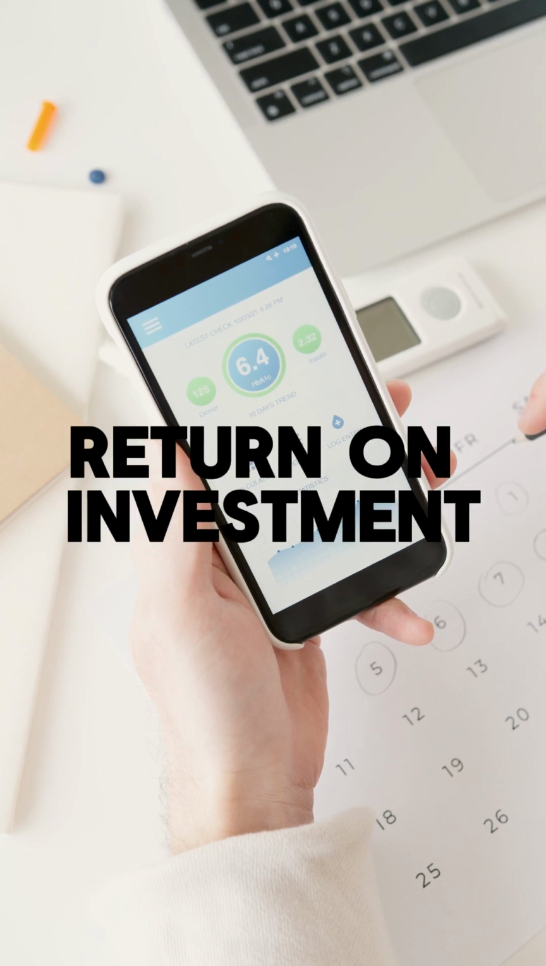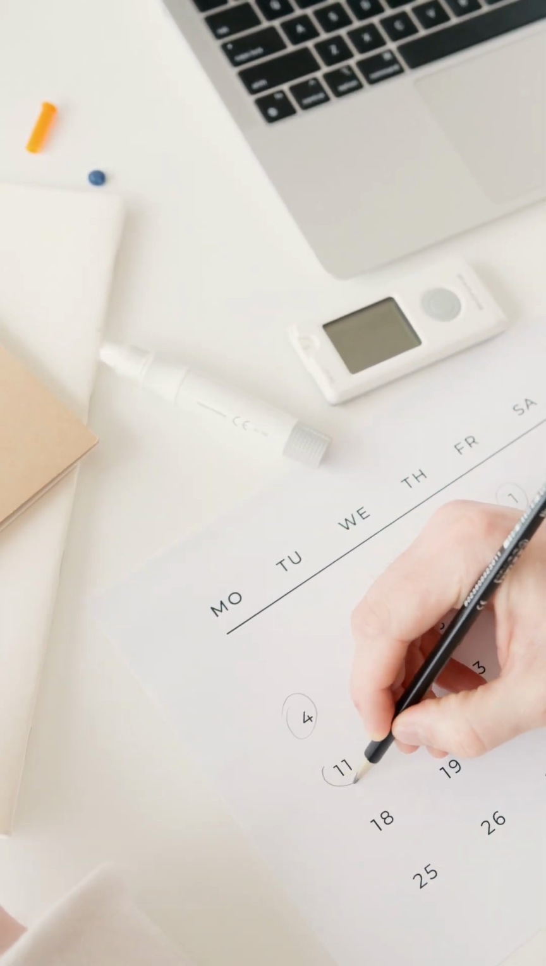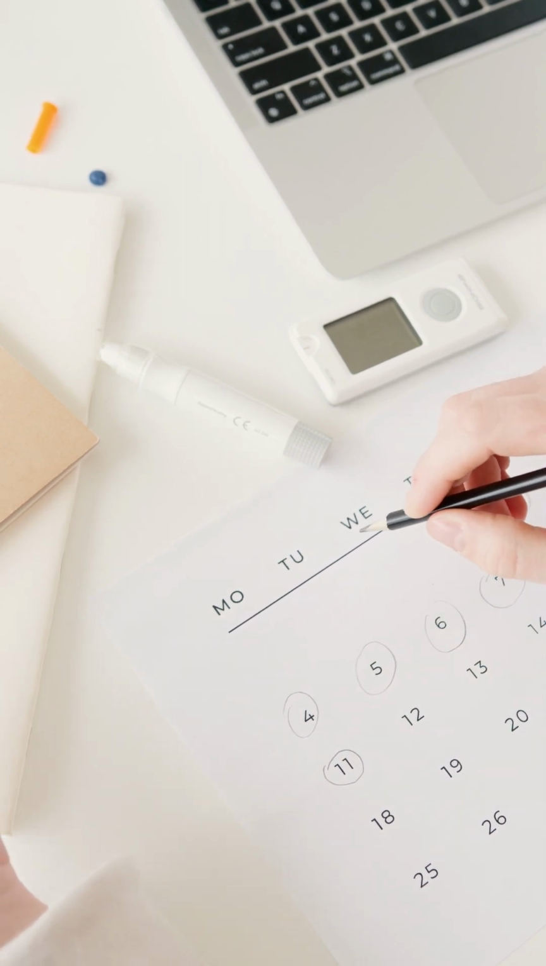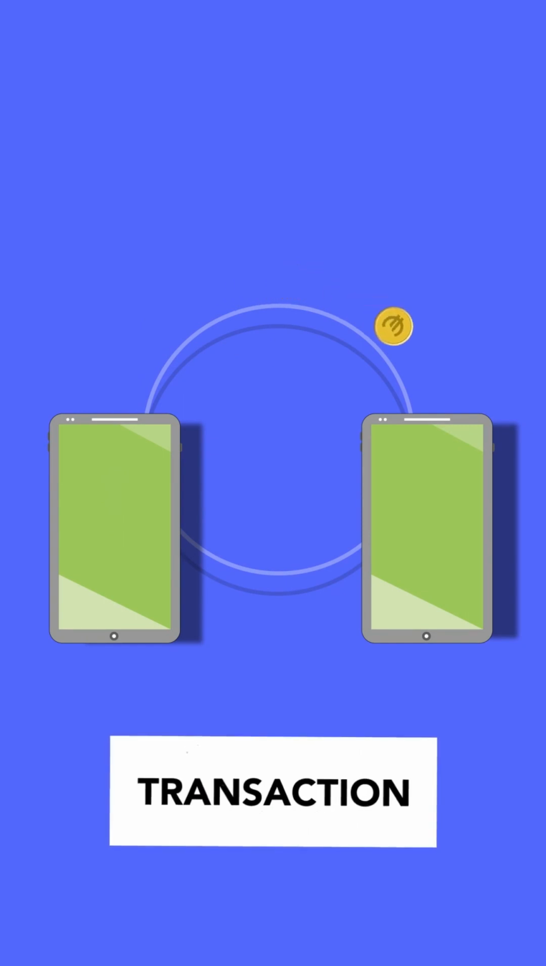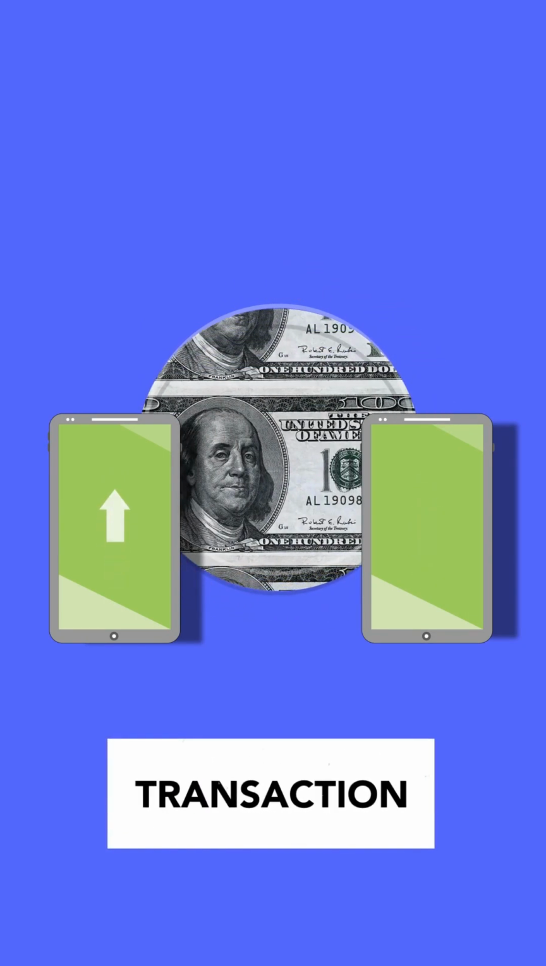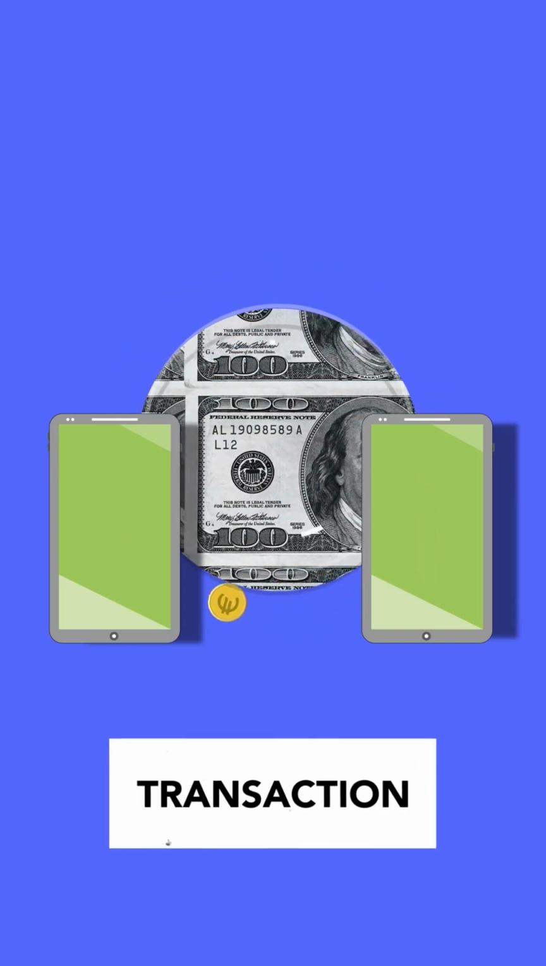ROI, or return on investment. This is a performance measure used to evaluate the efficiency or profitability of an investment. It is calculated by dividing the net profit generated from an investment by the initial cost of the investment, and then expressing the result as a percentage, basically telling you if you will make your money back or not from this investment.